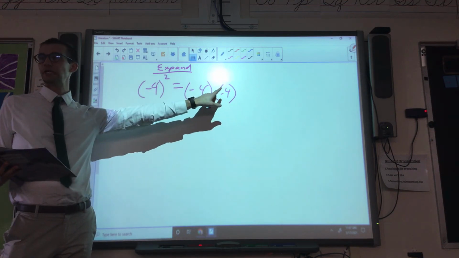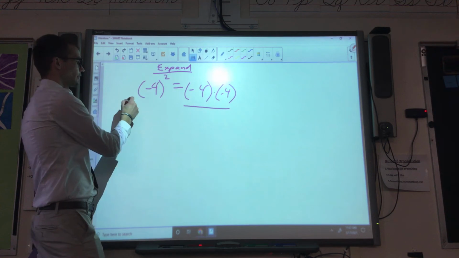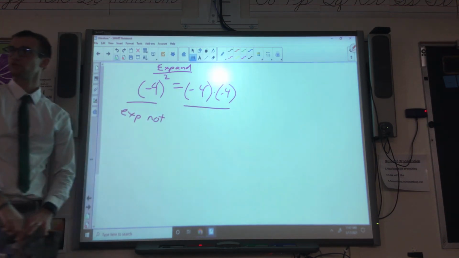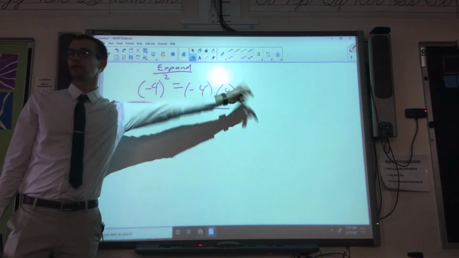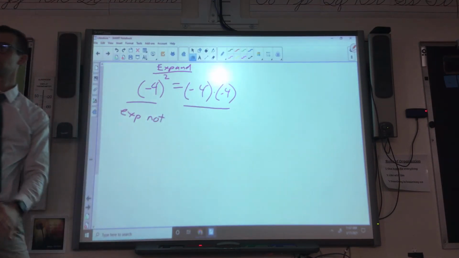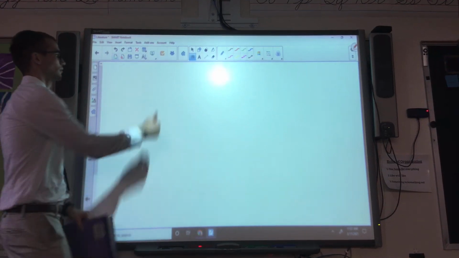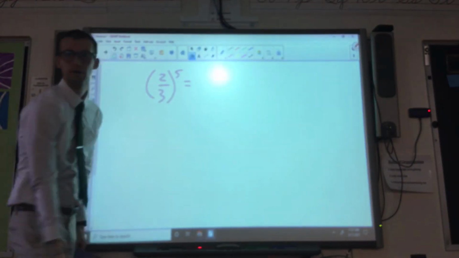It said write it in exponential notation. This is expanded form, and this is exponential notation. Exponential notation, you have a base and an exponent. Expanded form, you just write it all out long form. So they just want you to be able to do it both ways. So if I've got 2/3 to the 5th power, your turn.